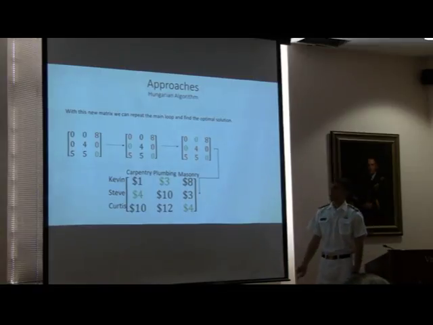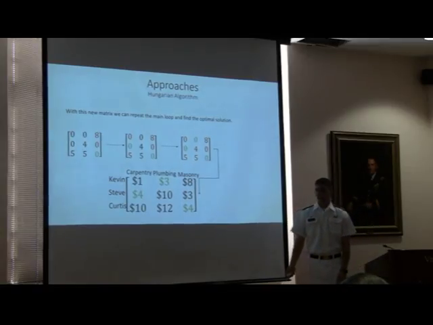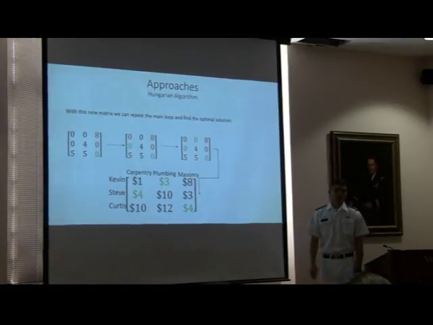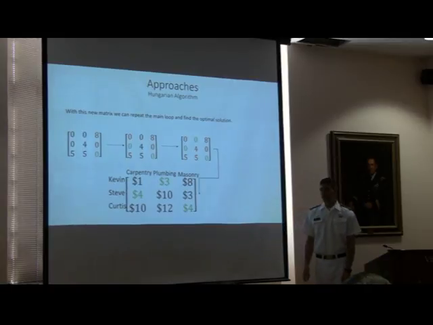So now that we've found that new matrix, we can repeat that main loop again. And if we follow it, just like we did earlier, we'll actually end up with the optimal assignment. And this is the one we found by inspection at the beginning.